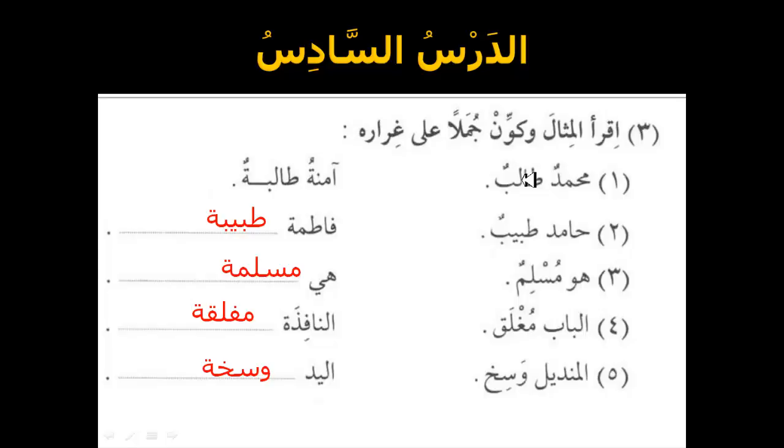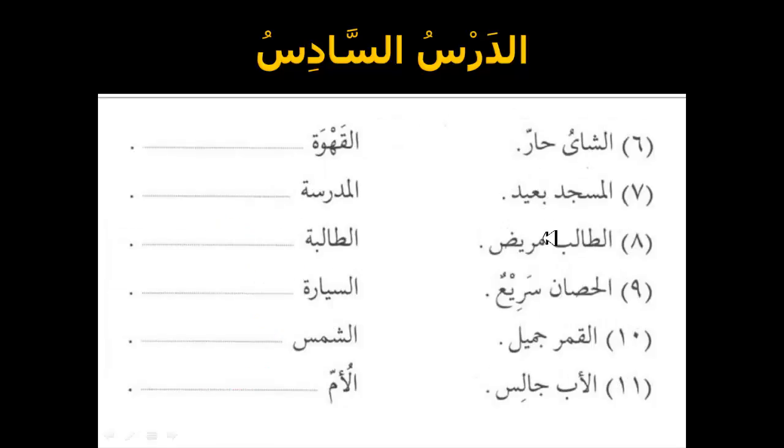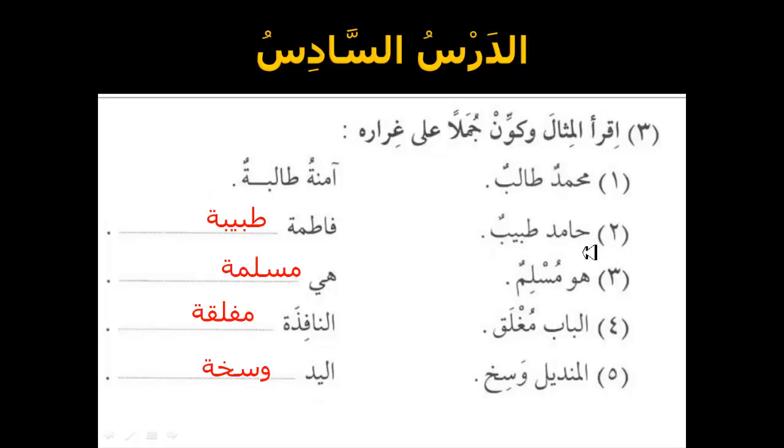So this on the left represents, just in case I didn't give you the meanings here, Muhammad is a student, and Hamid is a doctor. He is a Muslim. The door's closed. Mughlaq means closed, and the handkerchief is dirty. All right.